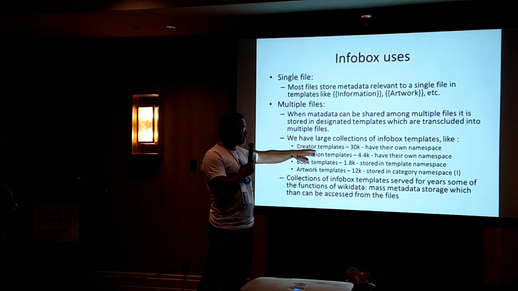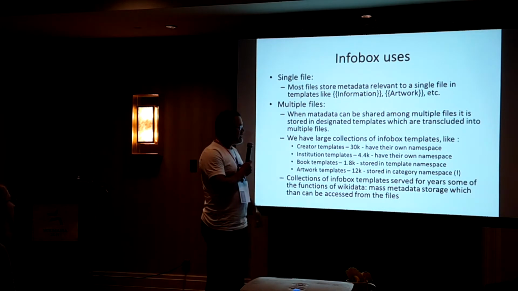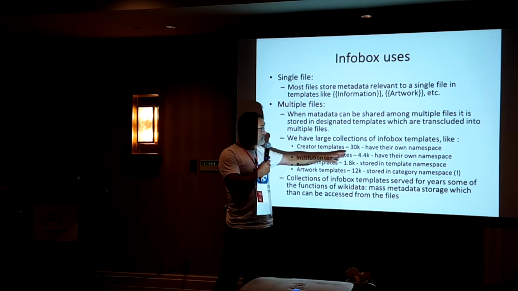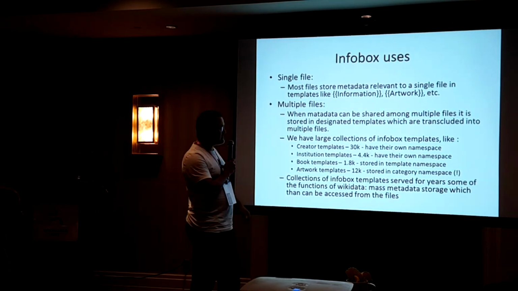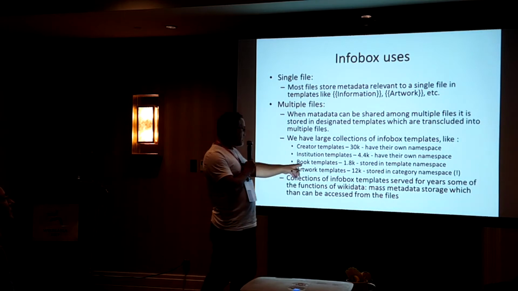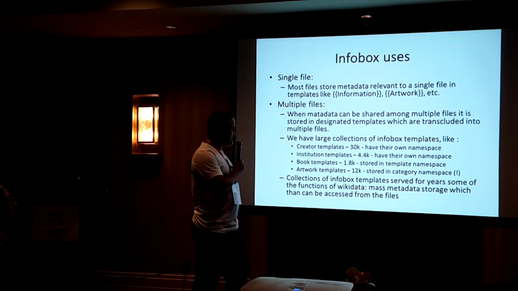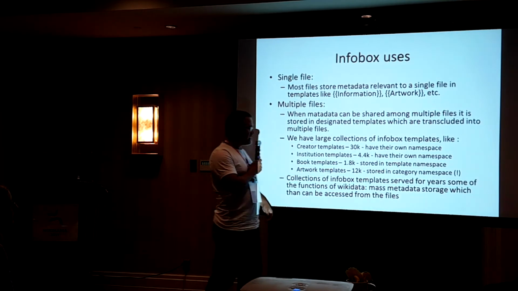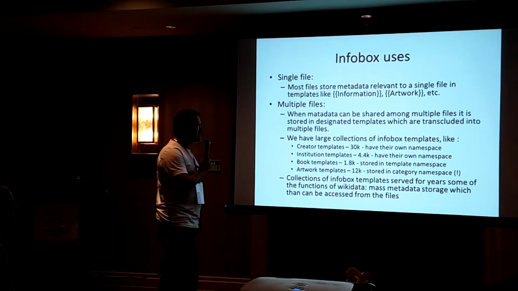We have creator templates. We have 30,000 of them. They have their own namespace. We have institution templates, about 4,500 of them. They also have their own namespace. Book templates were the first, and we have about 2,000, and they're just in a regular template namespace.